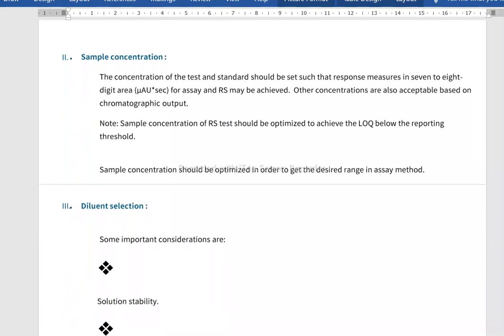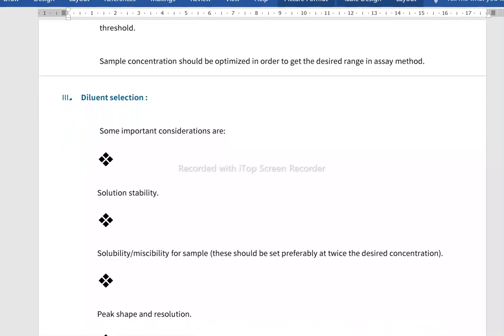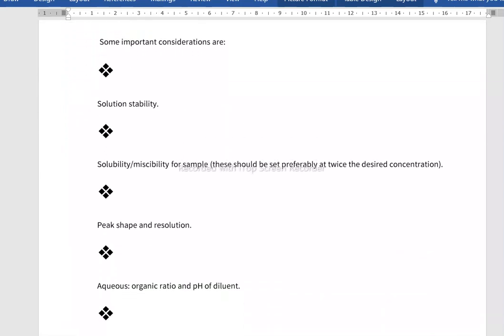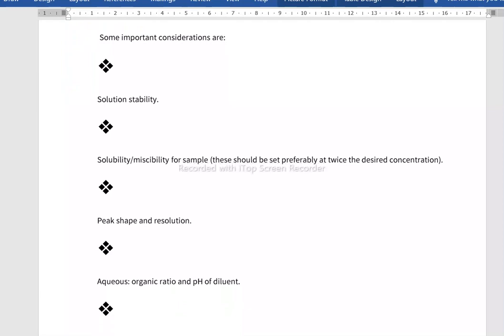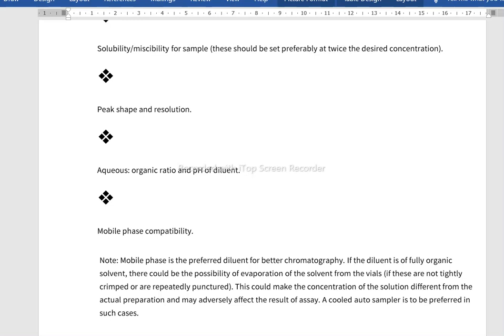Diluent selection. Some important considerations are solubility, solution stability, and miscibility of the sample. This should be set preferably at twice the desired concentration, peak shape and resolution, aqueous organic ratio and pH of the diluent, and mobile phase compatibility. Note: mobile phase is the preferred diluent for better chromatography.